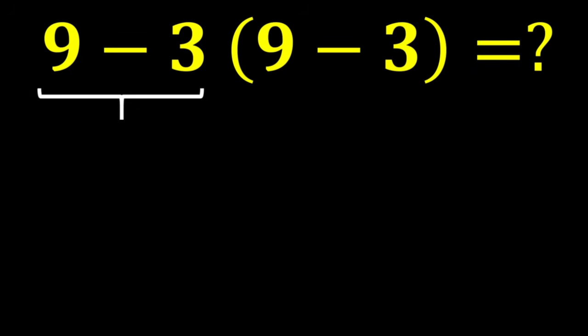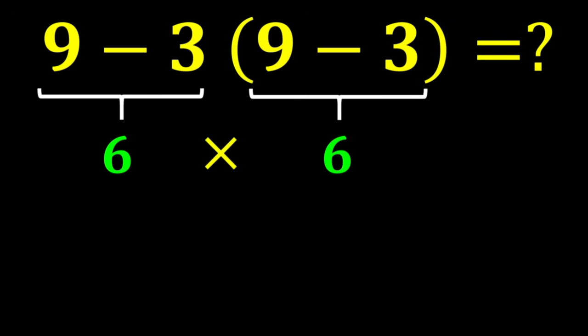9 minus 3 gives us 6, and again, inside the parentheses, 9 minus 3 gives us 6. In the end, 6 multiplied by 6 gives us the final answer, 36.